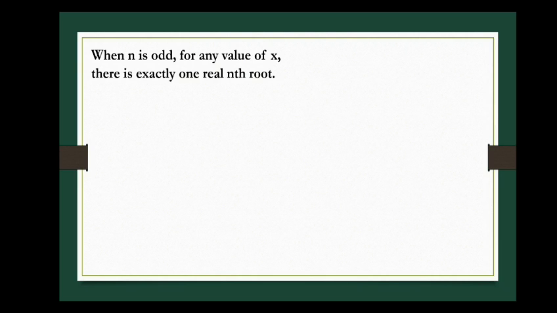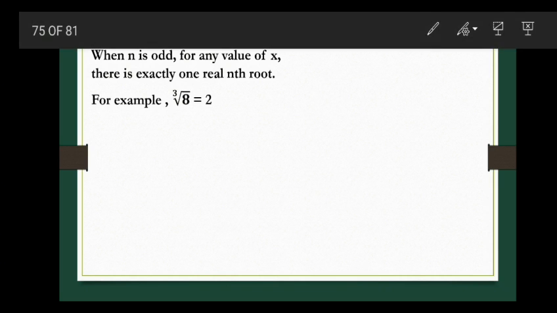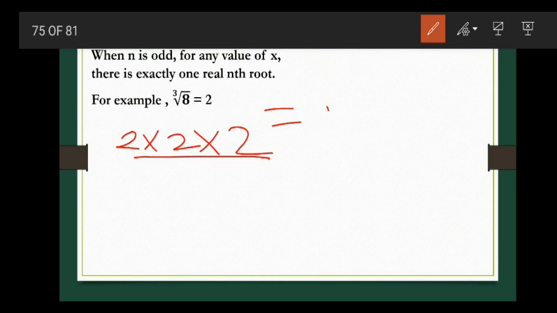Now, when n is odd, for any value of x, there is exactly one real nth root. Here in square roots we have seen a positive nth root and a negative nth root, because there n is even. But when n is odd, for any value of x, there is exactly one real nth root. For example, the cube root of 8 is equal to 2, which means when you multiply 2 three times, 2 to the power 3, you will get 8.